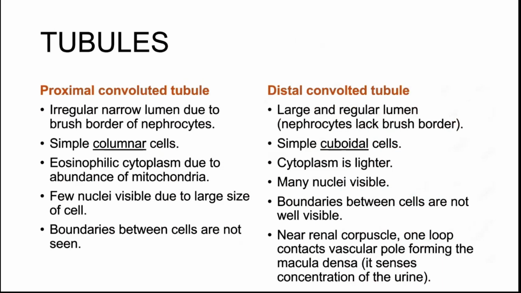There is one particular place where the distal convoluted tubule is called the macula densa, and that's right beside the vascular pole of the glomerulus, where there is one distal convoluted tubule present right beside it, and this part of it particularly senses the concentration of urine, so this is called the macula densa.